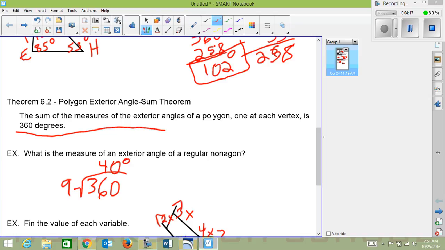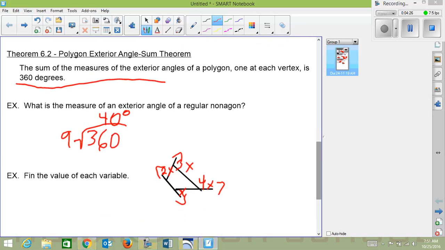Because it said it was a regular one, you can figure that out. If it was not a regular nonagon, you can't figure it out that way. You'd have to actually figure out what the inside ones are, and then you could figure out the outside and go from there.